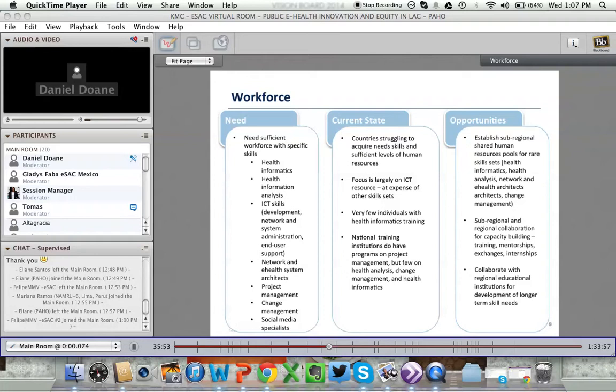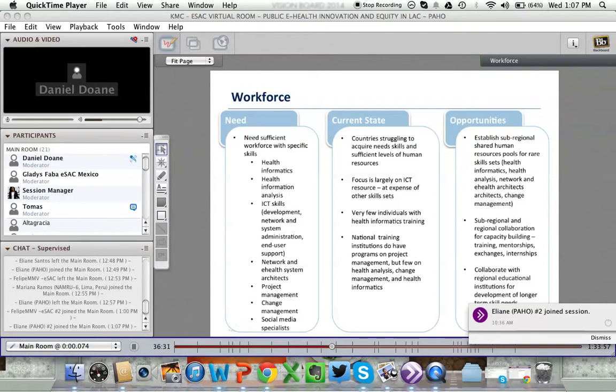So again, opportunities here, I think one of the areas is to begin to look at, particularly among smaller countries in the Caribbean region, the opportunities for sharing certain types of very specialized resource skills, things like health informatics, health analysis, the whole area of network and eHealth architecture, and change management. These are quite rare skills, I would say, and not highly available, and also relatively expensive to maintain and not necessary to maintain at a full-time level. And I think the development of resource pools that can be shared or moved across the region would be very effective.